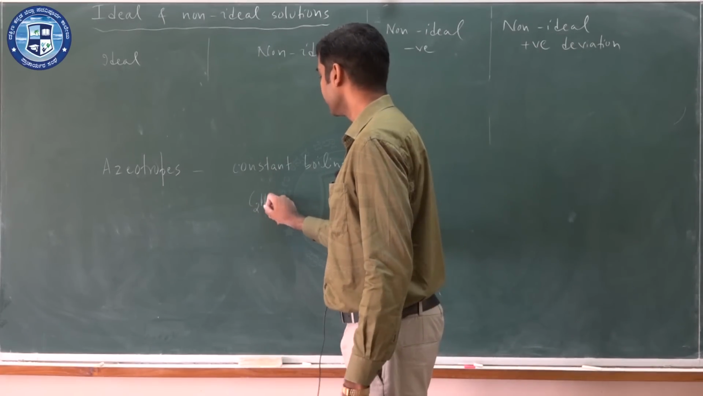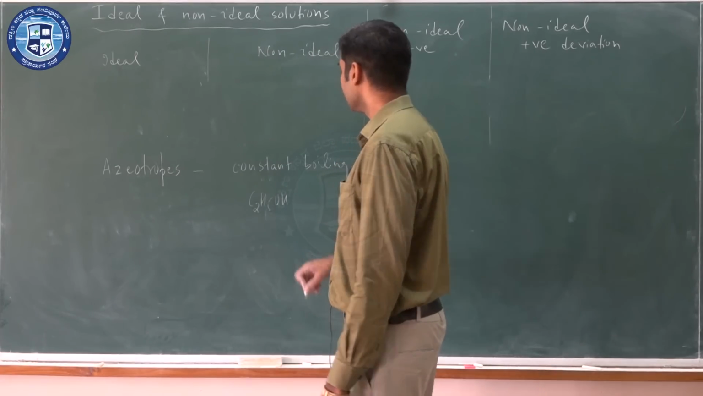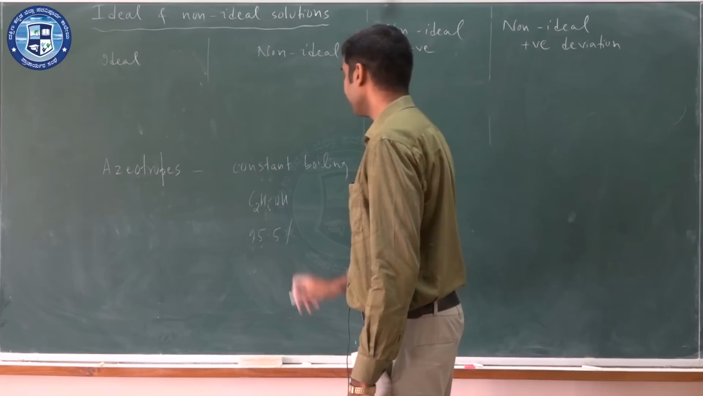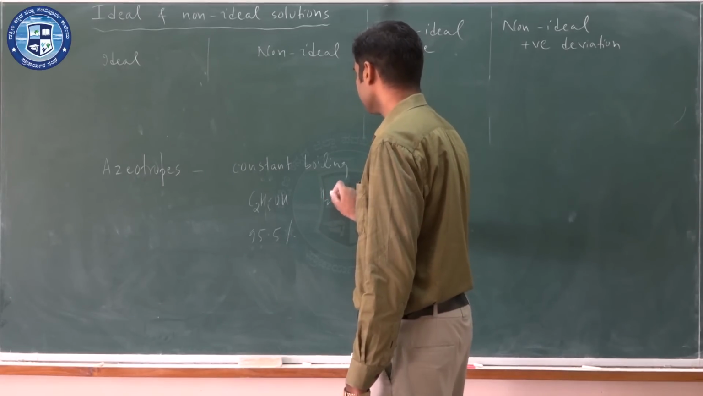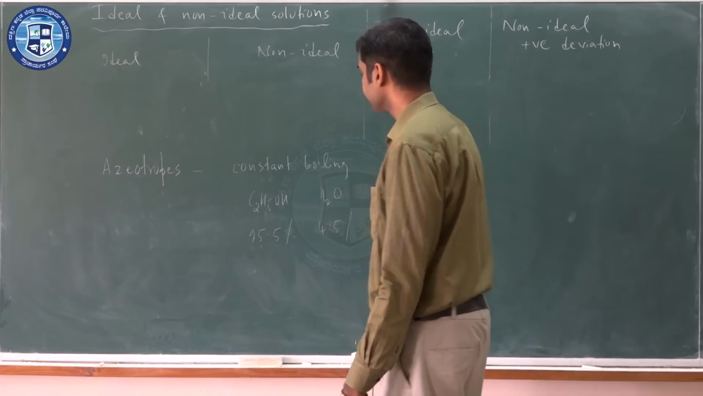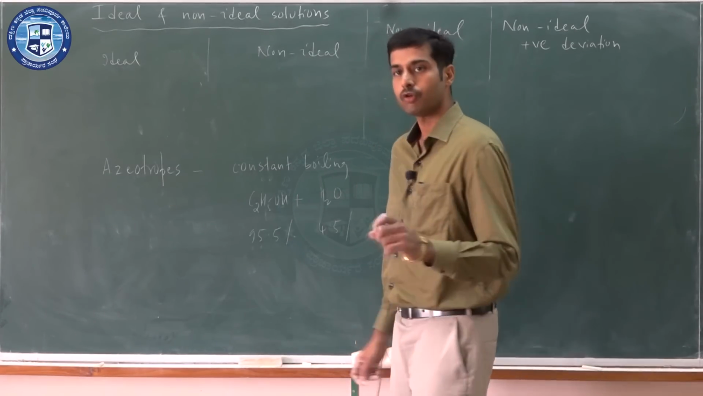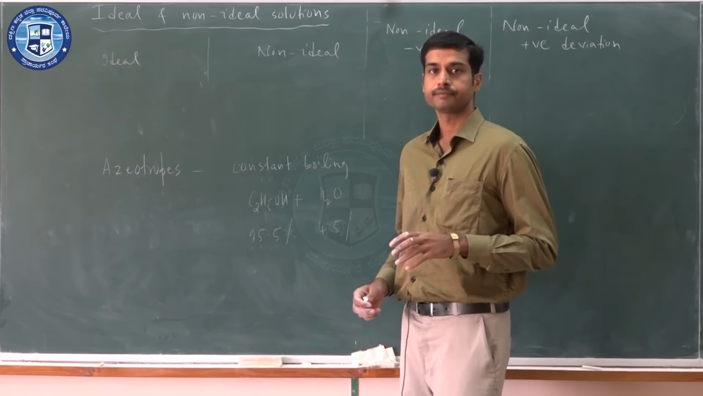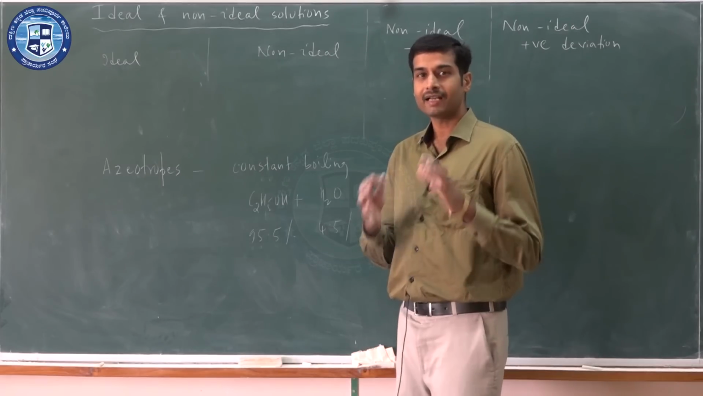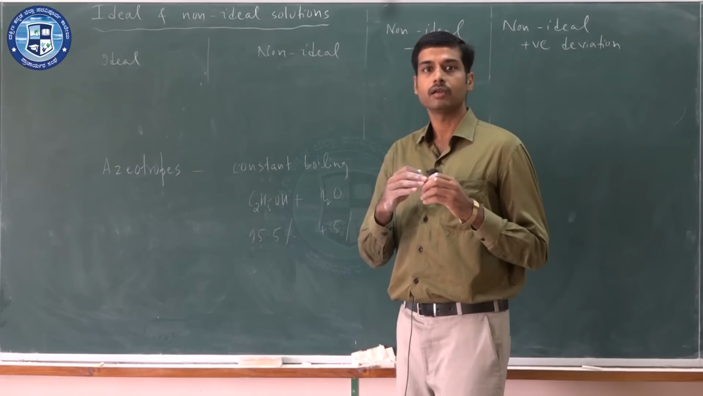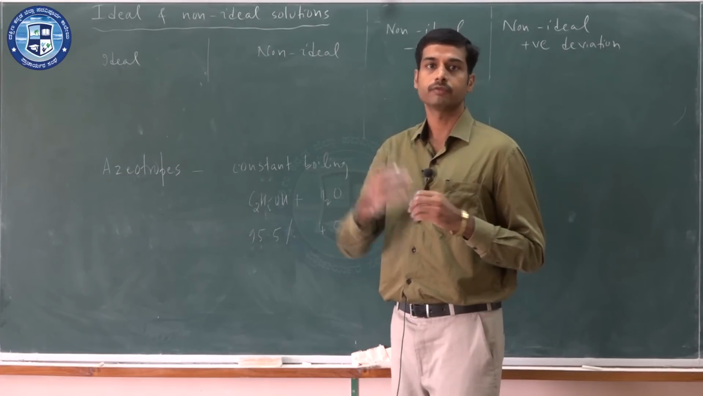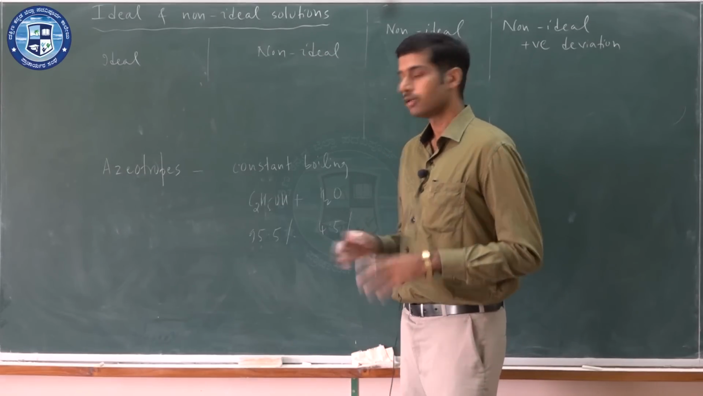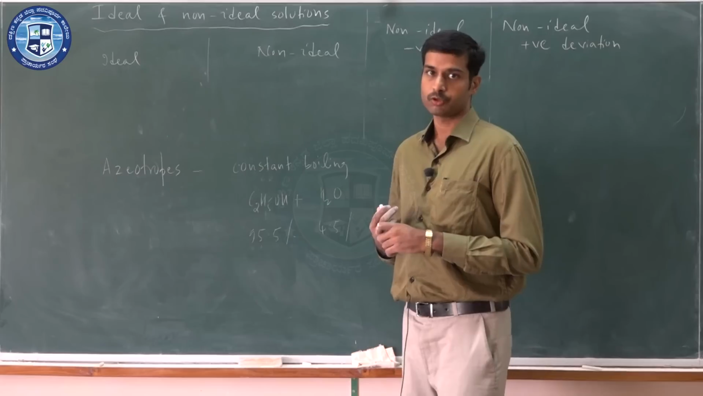I have got ethanol, C2H5OH, ethyl alcohol. If the composition of this is roughly 95.5% and the remaining part is water, which is roughly 4.5%, then this mixture forms a constant boiling liquid mixture. The meaning is at a definite temperature, the entire mixture will boil off, and therefore, separation of ethyl alcohol and water at this particular composition is not possible.